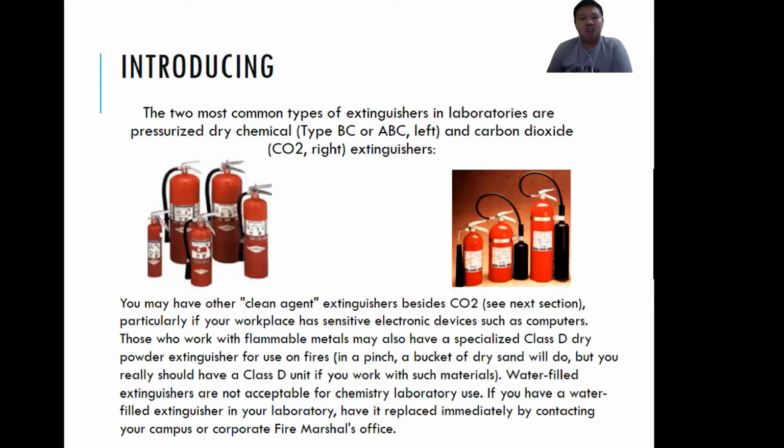Okay, first, this is the introduction part. The two most common types of extinguisher in laboratories are pressurized dry chemical type B, C, or ABC that you can see in the left picture, and carbon dioxide, CO2, in the right picture, so you can see the differences. You may have other clean agent extinguishers besides CO2. You can see in the next section that I will share later.